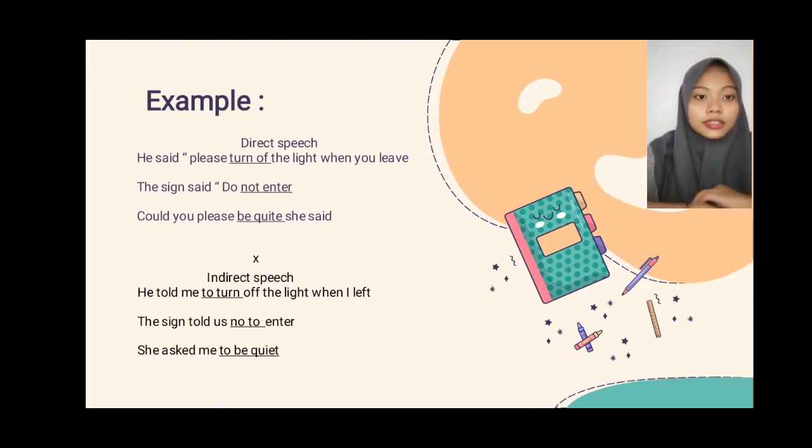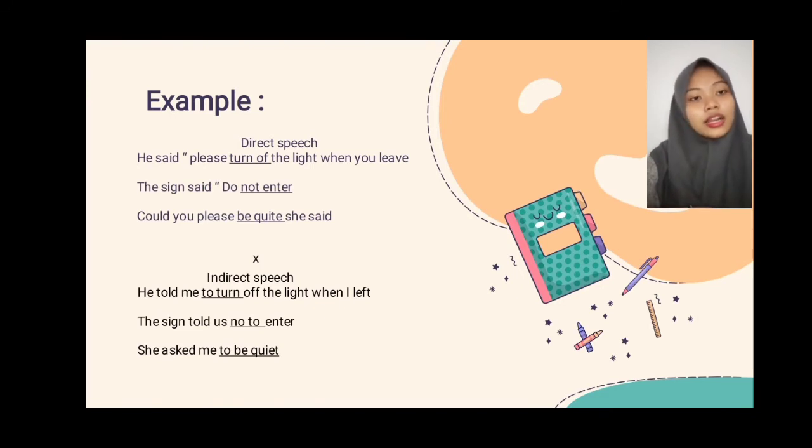And third: "Could you please be quick," she said. This is an example for a request. Could you please be quick, she said. To be: she asked me to be quick. So these are examples for command and request. Command uses told, and request uses asked.